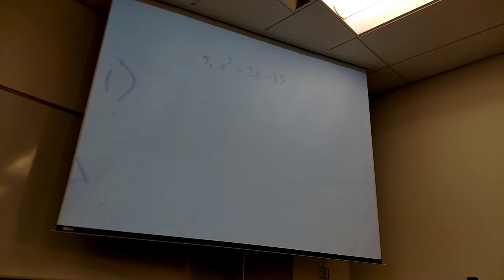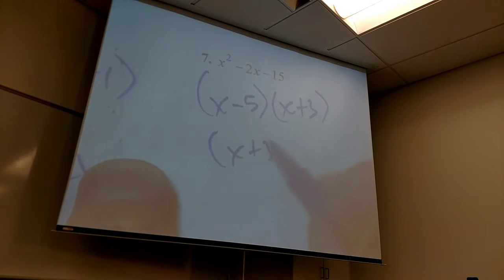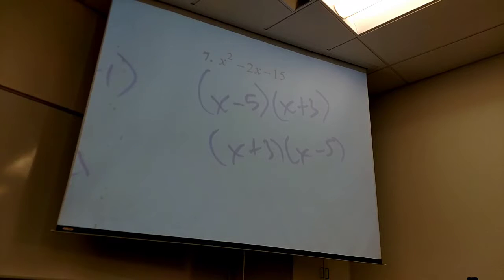Okay, so that's the same kind of problem, just a little bit different. It's not as quick to see what it's going to be, but it's x and x. Multiply to be negative 15, add to be negative 2. Negative 5 and 3. Or you could write plus 3 minus 5. Doesn't matter what order it's in, of course. 6 times 8 is 8 times 6. Math doesn't care. I like it.